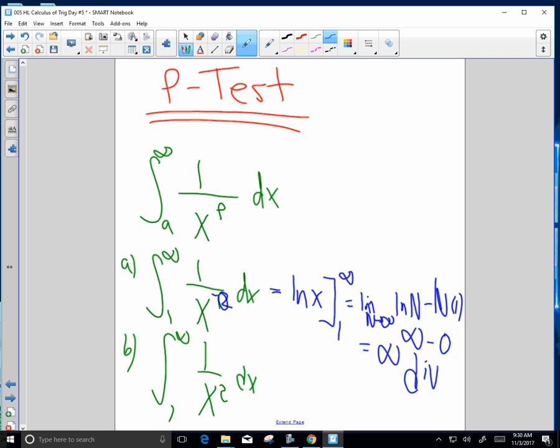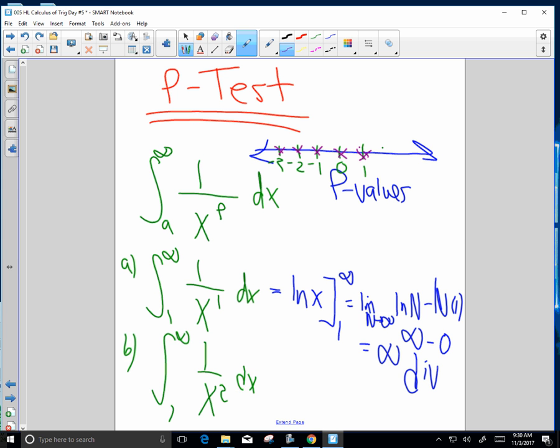So if we're keeping track here, and these are my p-values, I said that 1 doesn't work, 0 doesn't work, negative 1, negative 2, negative 3 doesn't work. None of these integers are going to work. But what about 2?